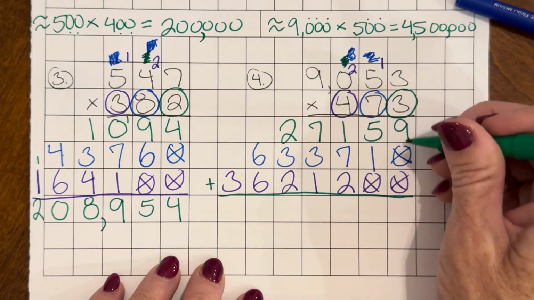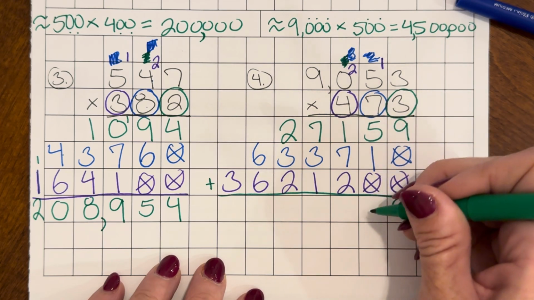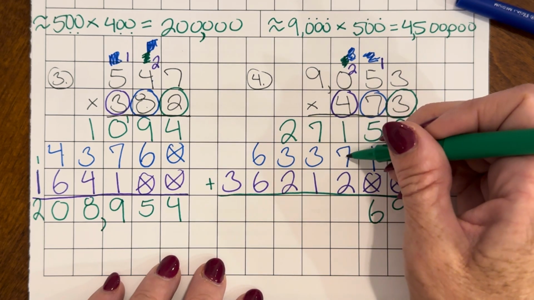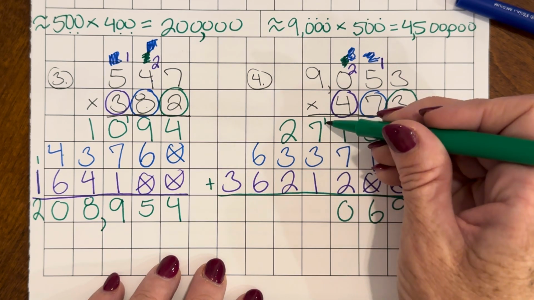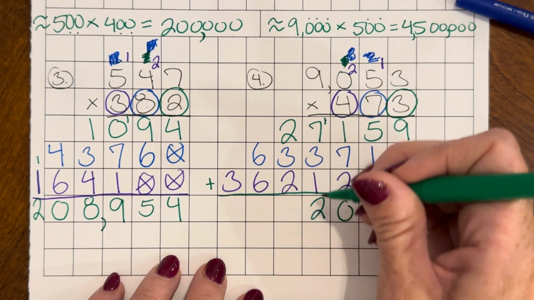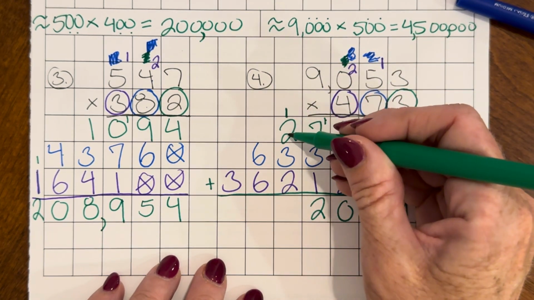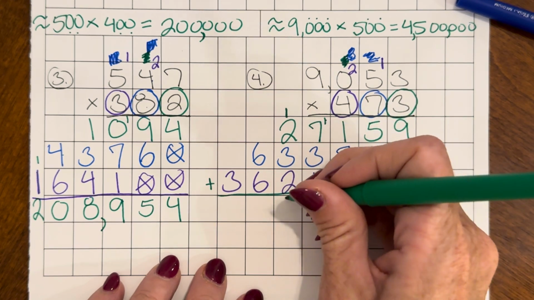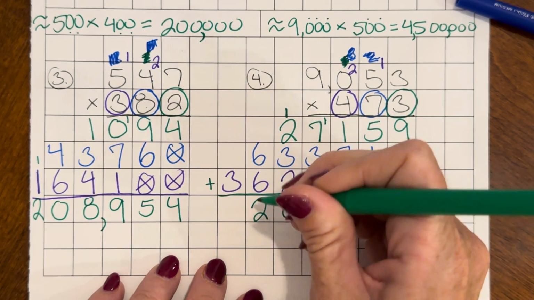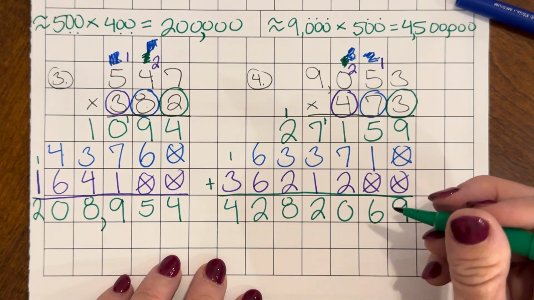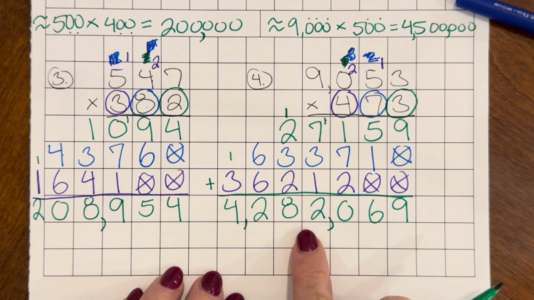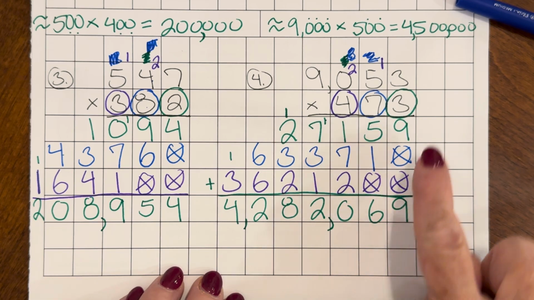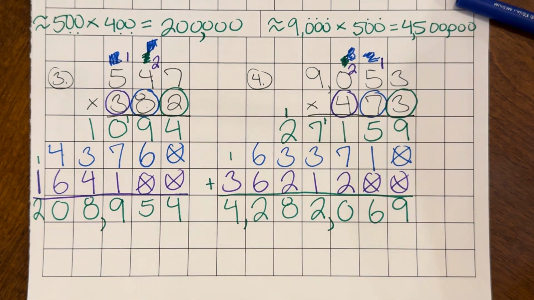Let's see what we get. 9, 6, 1 plus 7 is 8, that's 10. 7 plus 3 is 10, 11, 12. 1, 3, 6, 8, 12. I am getting my actual product is 4,282,069, which is very close to our estimate.